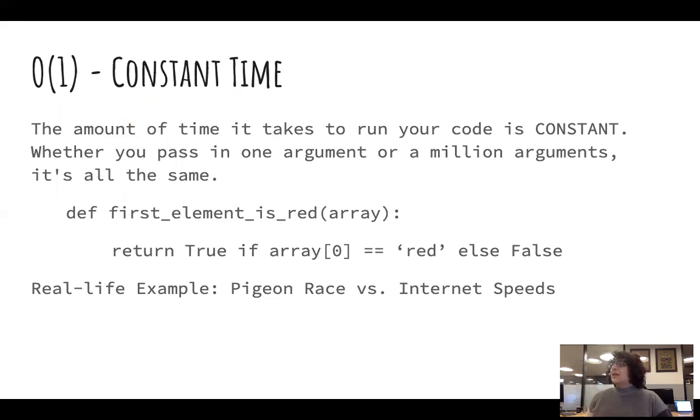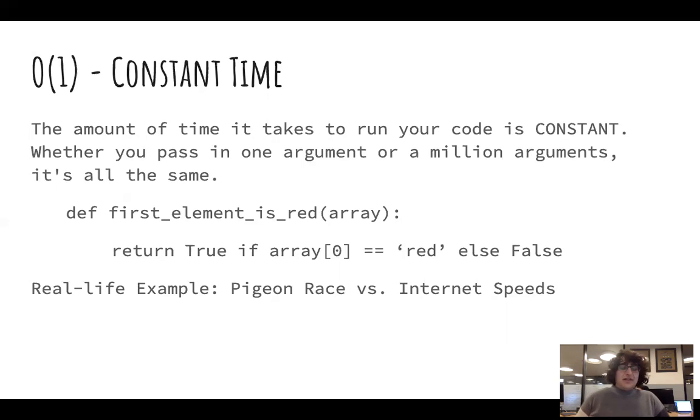Okay, so kind of more detail. O1, constant time. The amount of time it takes to run your code is constant. Whether you pass it 1 argument or a million arguments, all the same. So the example they give us here is the first element is red. So return true if array 0 equals red, else false. It doesn't matter the size of the array because we're only checking one thing of the array.